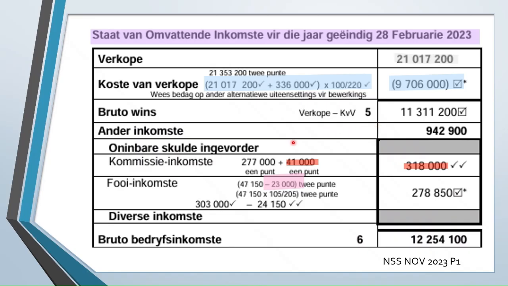Then here's the other income. Here is the fee income. You minus the 23,000 here to give the total amount. This is the amount given minus the amount that has already been included to give the total amount of fee income for the year ending on 28 February 2023.